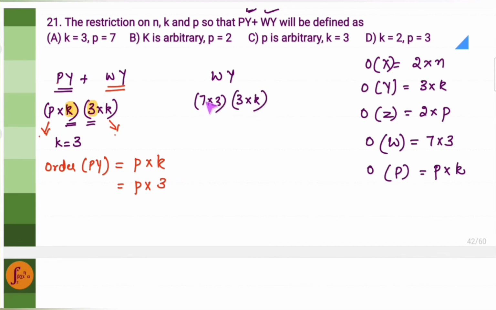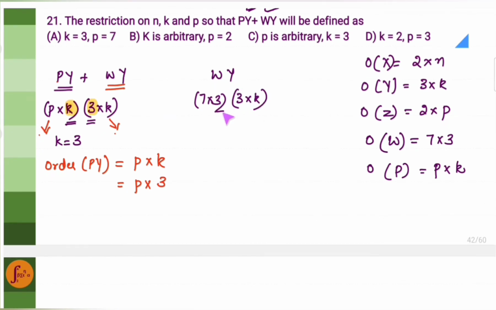Now if you should be able to multiply W into Y, the rule is the column count and the row count should be the same. So that condition is met here. And the final order of W into Y is the row count of the first matrix and the column count of the second matrix. So it is 7 into K. So the order of W into Y is 7 into K. When you add, the orders have to be the same. If you have to add two matrices, both the orders have to be the same.